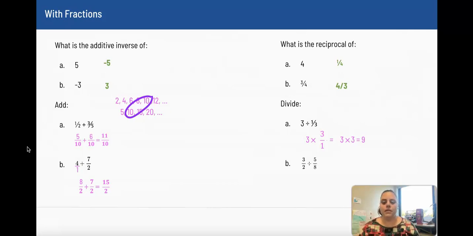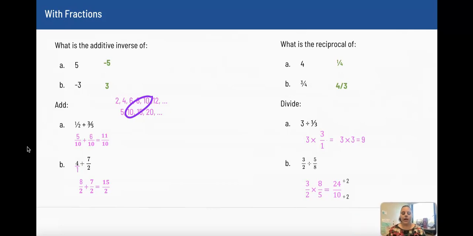And finally, B, we have 3 over 2 divided by 5/8. 3 over 2 stays the same. We're going to multiply now by 8 over 5. 3 times 8 is 24, and 2 times 5 is 10. We can reduce that fraction by dividing both top and bottom by 2, and we get 12 over 5.